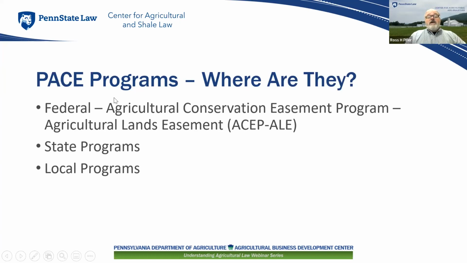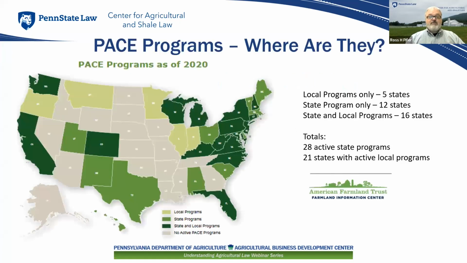Okay, so where are these conservation easement programs? They are at the federal, the state, and the local government levels. So there are different programs at each of these levels. Some states have different programs. Local government often works with the state government in granting these, or in providing funding for these conservation easement programs.